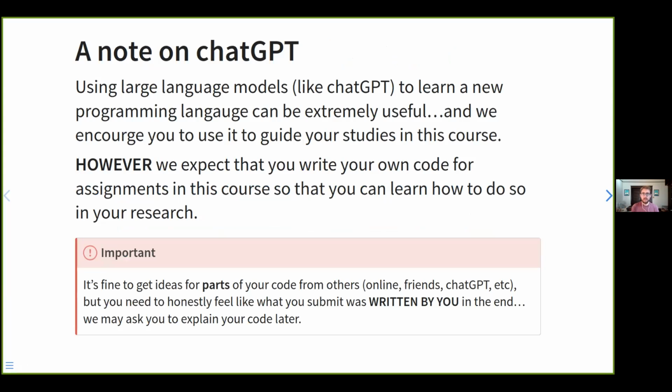A note on ChatGPT. I and all your instructors believe that it can actually be very useful for learning how to program. It's very good at that, and it can be a nice little tutor for you. If you have a problem and you're not sure how to code a certain thing, you can ask ChatGPT, and it gives you a nice explanation, especially for things that are hard to figure out how to Google or a very specific problem.